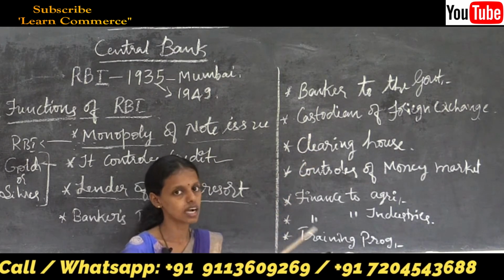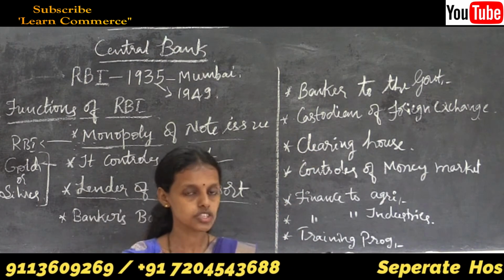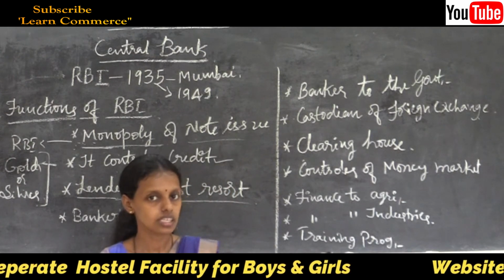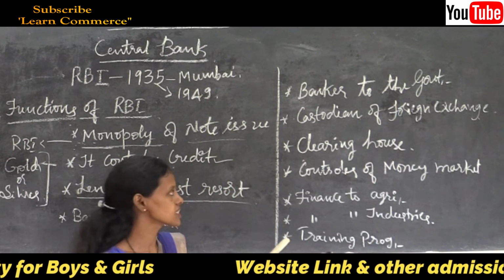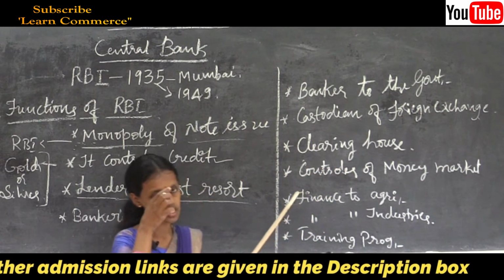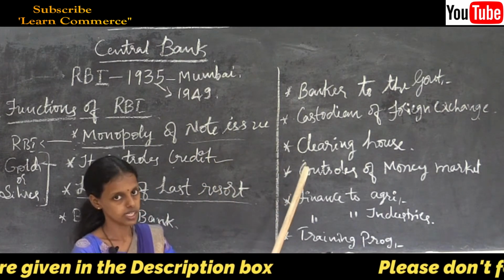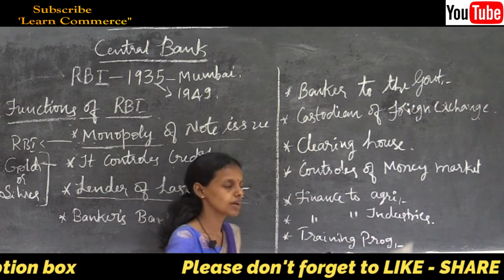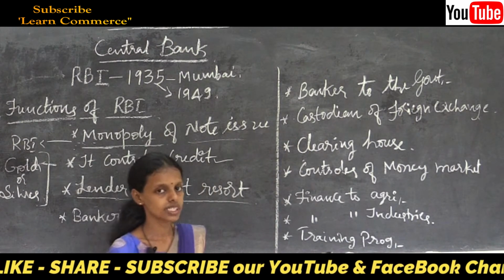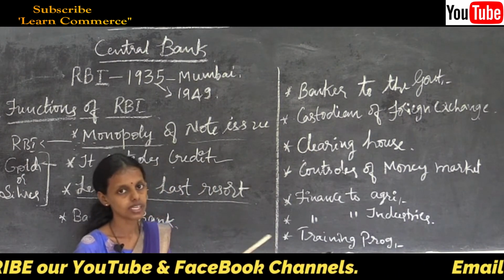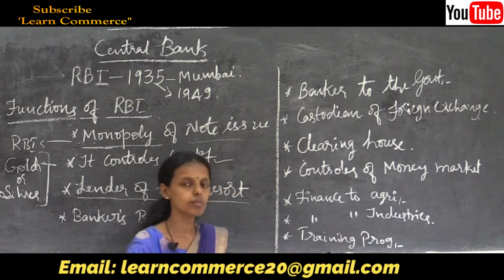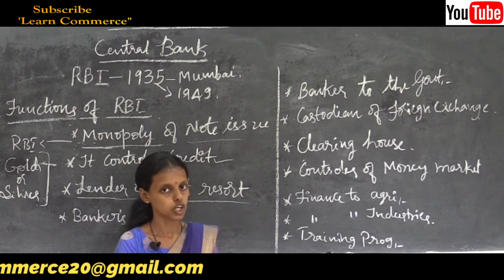Next is the clearing house. All the commercial banks should repay the loans whenever the time is given, and they should keep some reserves. Thus, as a clearing house, all the banks clear their activities with the Reserve Bank of India. Then, controller of the money market. Money market means the demand and supply of money in that particular market. In the next fifth chapter we are going to study about the money market. So, it controls all the money related activities in the economy.